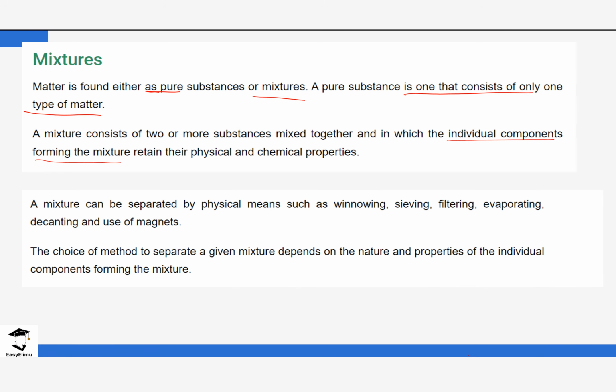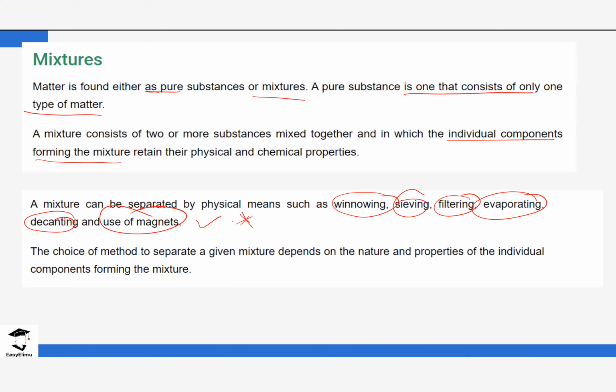Some of the ways you can separate them are winnowing. These are just physical means: sieving, filtering, evaporating, decanting, and use of magnets. We are going to discuss in detail these physical methods when we get to simple classification of substances. We are going to go into details of each method of separating mixtures.